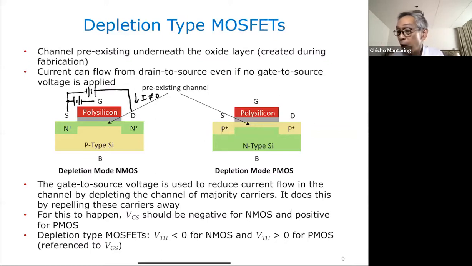The way you can think about it is, in the depletion type MOSFET, your threshold voltage is actually less than 0. It's a negative value. As long as you're below that negative value, there won't be any charges here. But as soon as you go above that negative value, then you start to have charges here. So the only difference is your threshold voltage for NMOS is less than 0, and for PMOS, your threshold voltage will now be greater than 0. Of course, this is in reference to VGS, with the gate being positive with respect to the source.